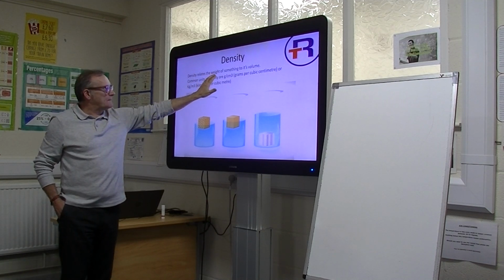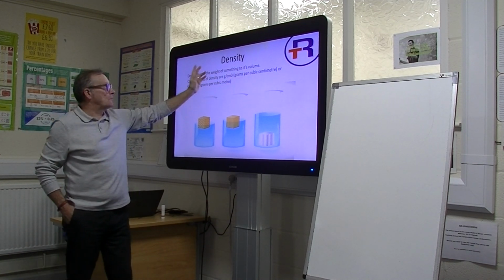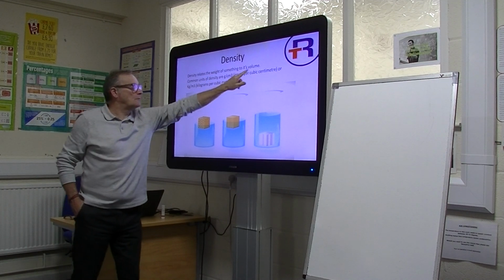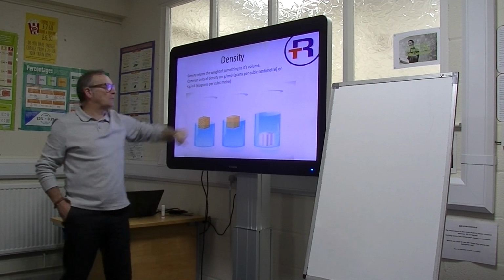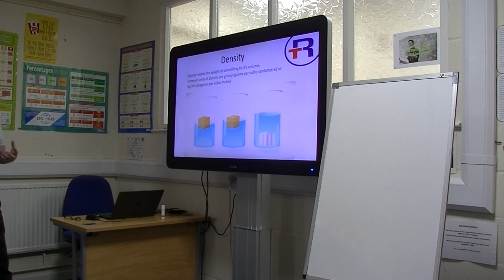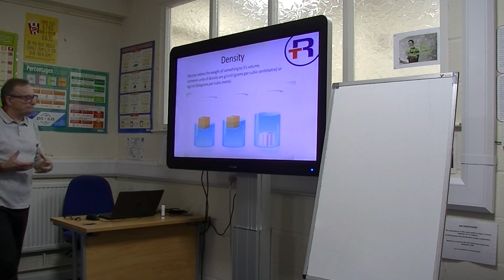Density relates the weight of something to its volume. So there we've got density, weight and volume. This is where volume comes into play. Density is how thick something is or how solid something is.